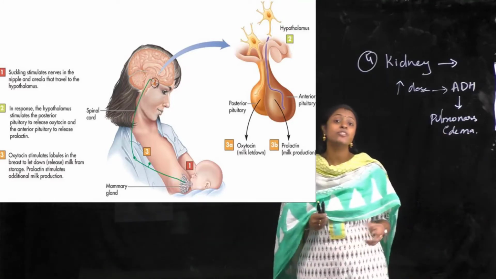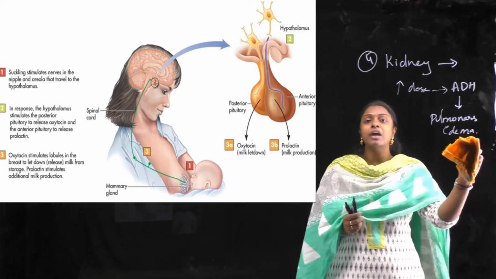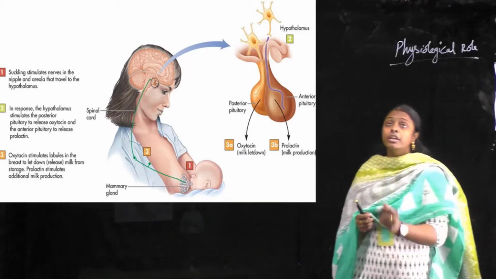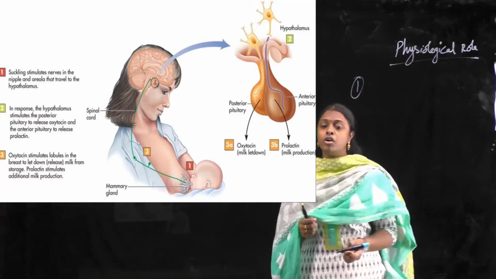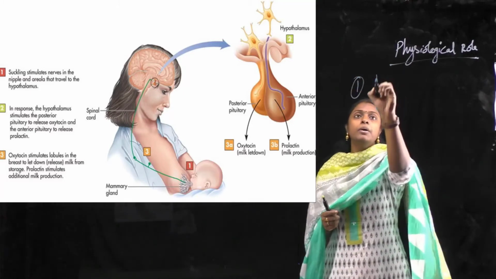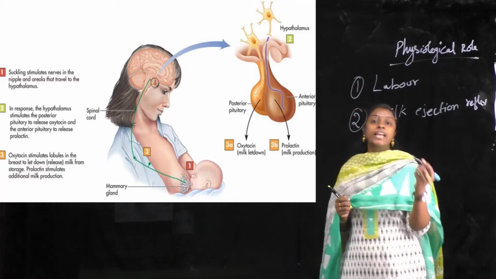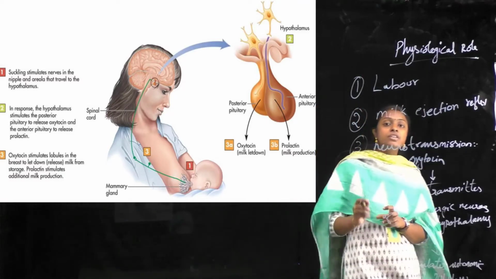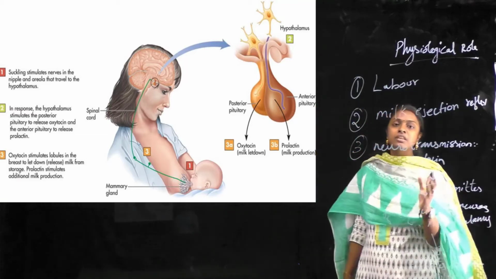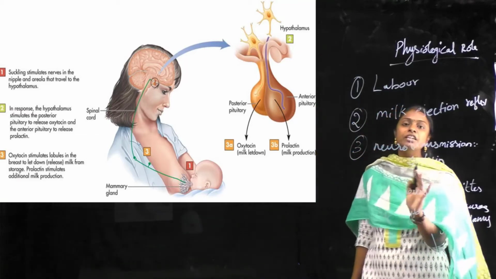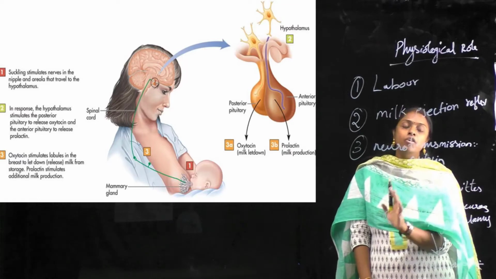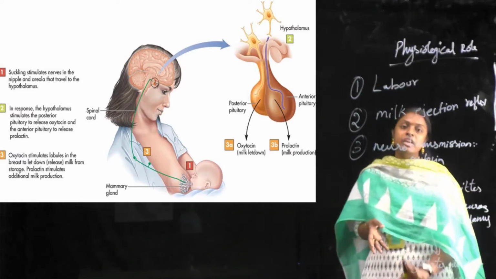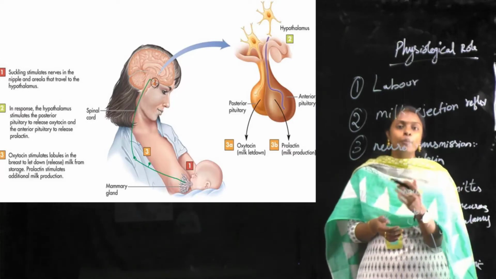So let's see the physiological roles of oxytocin. We have already seen these physiological roles. The first one is that oxytocin is used in labor. The second one is the milk ejection reflex. And the third one is the physiological role as a neurotransmitter. Oxytocin functions as a peptide neurotransmitter of oxytocinergic neurons in the hypothalamus. It will do the regulation of autonomic outflow.